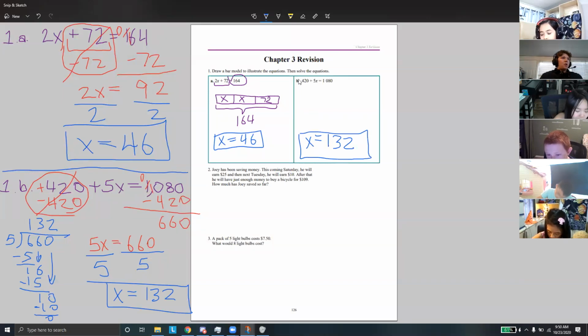So on one side of the equation, we have 420 plus 5x. So this is what's on the inside of the bar model. So let me go ahead and draw that. Here's the bar. We have 5 x's plus 420. So that means we're going to have 6 boxes, 5 x's and another box. So, boop.